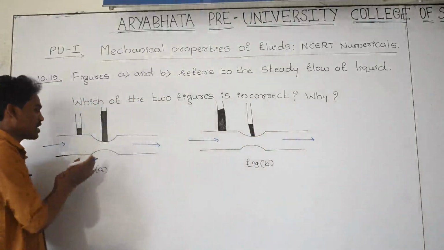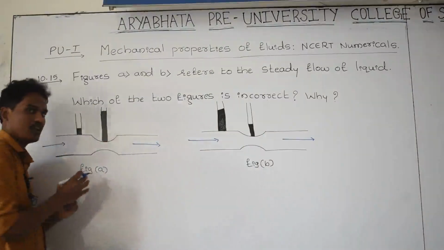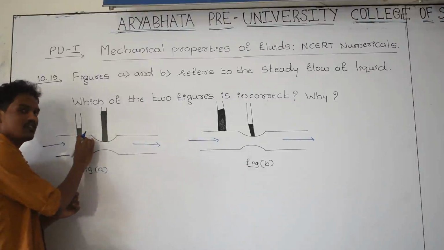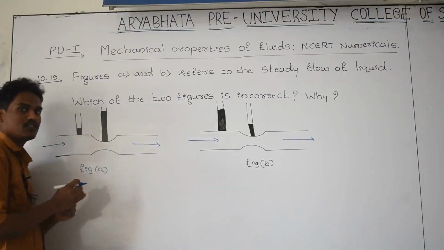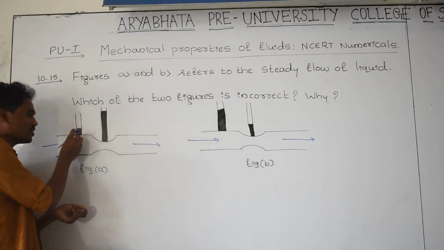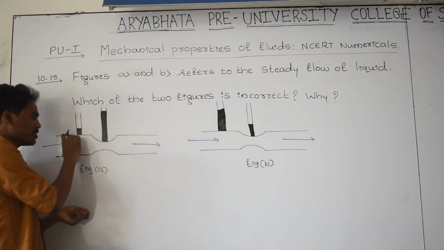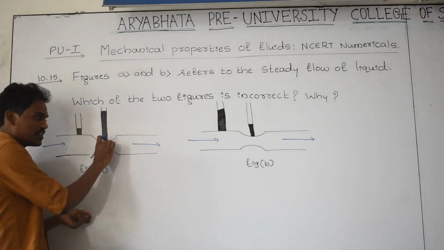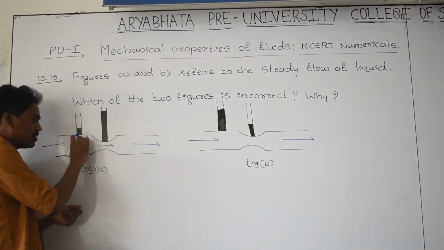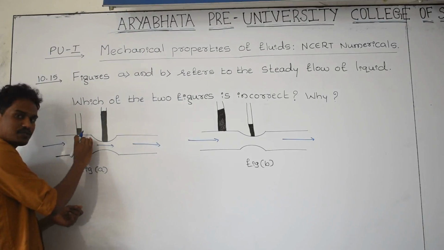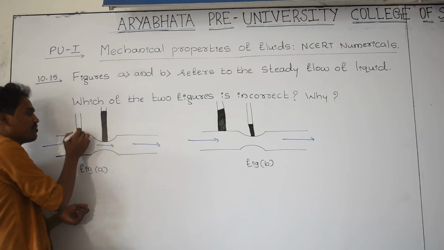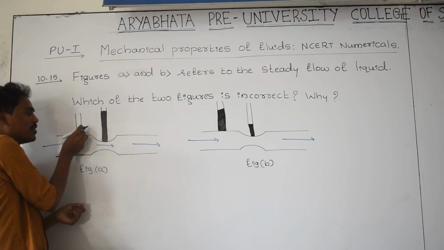Coming to the first diagram, here the liquid is flowing, and in the theory explanation I told you many times, where there is more speed of the liquid, at that point the pressure is less, and where the speed is less, the pressure is more. Here the area is more, here the area is less. Lesser the area, more the speed of the particles. More the area, lesser the speed of the liquid particles, and lesser the speed, more the pressure here. That's why this column of mercury has to rise more.